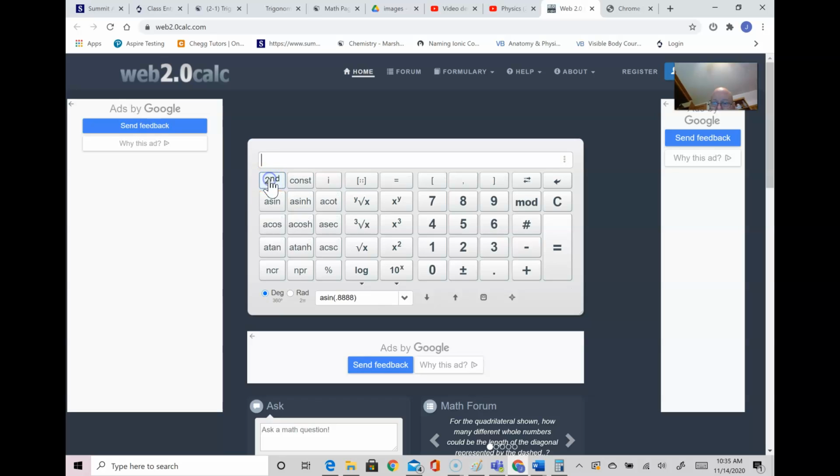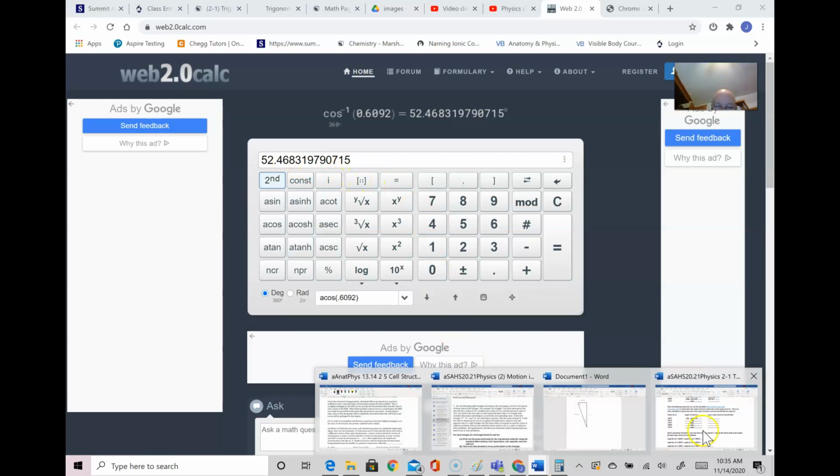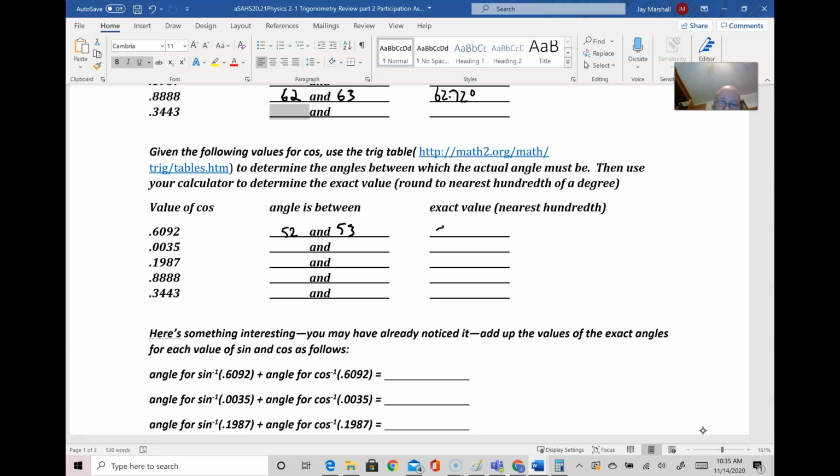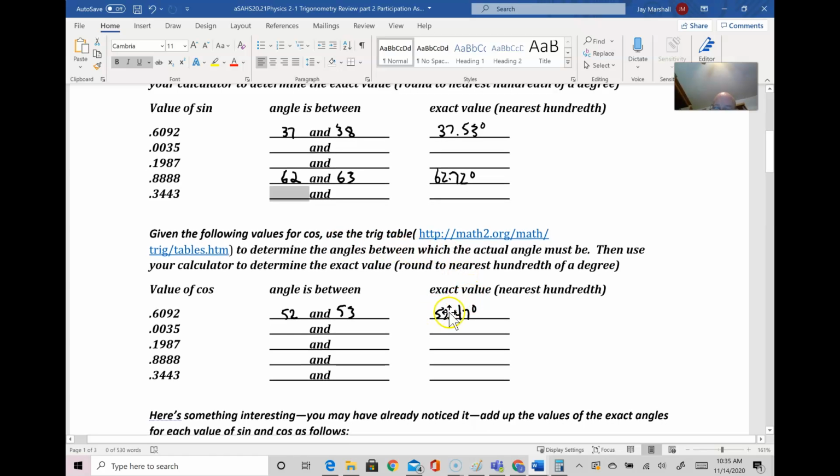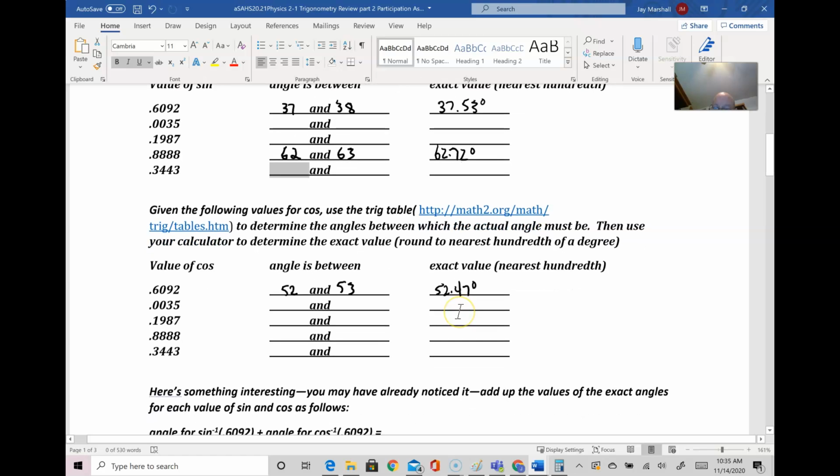I hit second, and then I hit cosine, and that's going to be cosine to the negative first then. And I'm going to plug in 0.6092, and just like magic, I get 52.47 degrees. So I come over here and say 52.47. So if my cosine is 0.6092, then my angle has to be 52.47 degrees.